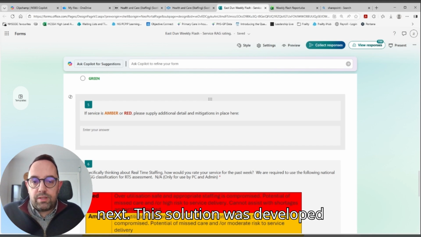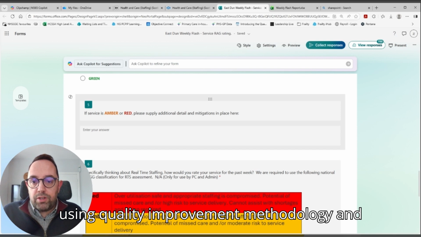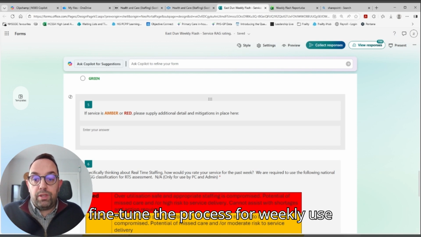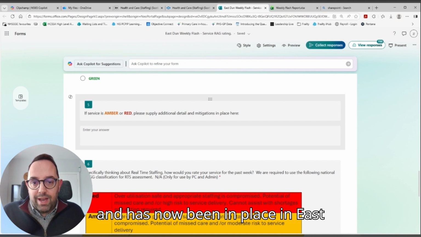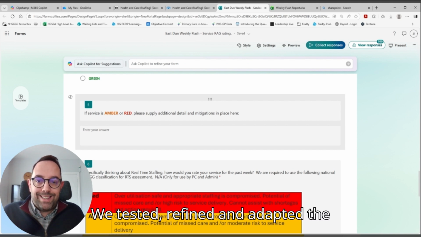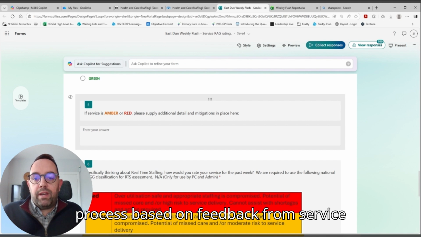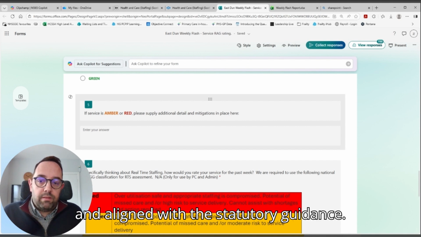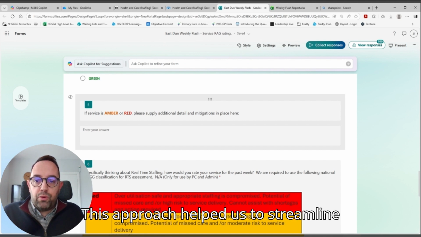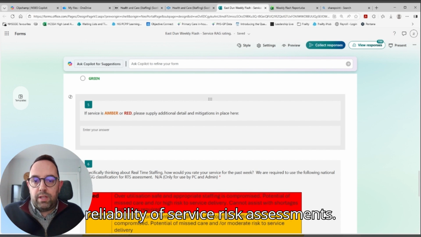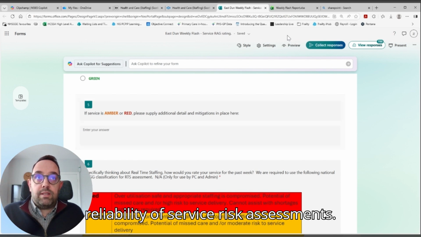This solution was developed using quality improvement methodology and a series of PDSA cycles, which helped fine-tune the process for weekly use and has now been in place in East Dunbartonshire since March 2025. We tested, refined, and adapted the process based on feedback from service leads, ensuring it was fit for purpose and aligned with the statutory guidance. This approach helped us to streamline data collection and also improve the reliability of service risk assessments.